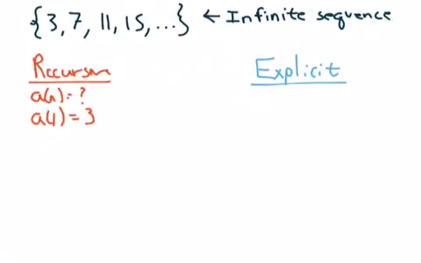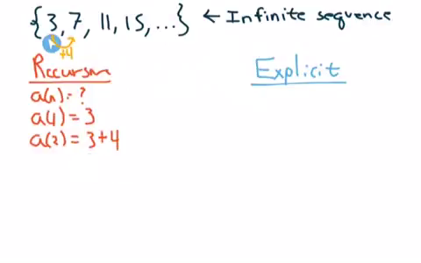Now let's see if we can write out a of 2, a of 3, and a of 4, and see if we can identify a pattern that's showing up. So let's do a of 2. A of 2 was obtained by adding 4 to 3. So I could write this out: a of 2 is 3 plus 4. That's how we got it.